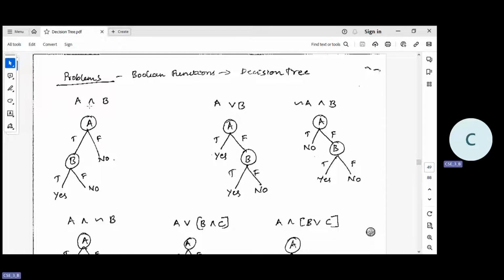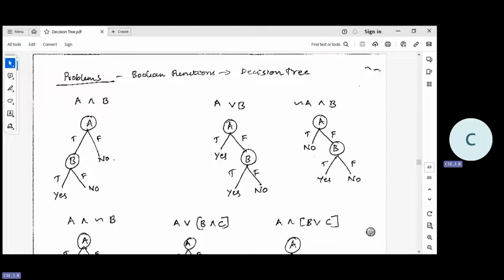And then next, what do we have to do? Whenever there is an AND condition, we have to observe that only when A is true and B is true, the result will be true, that is yes. In the other cases, for example, A is false, B is false, the decision is no. Then A is true, B is false, the decision is no. When A is false, B is true, the decision is no. Only when A and B both are true, the decision is yes.